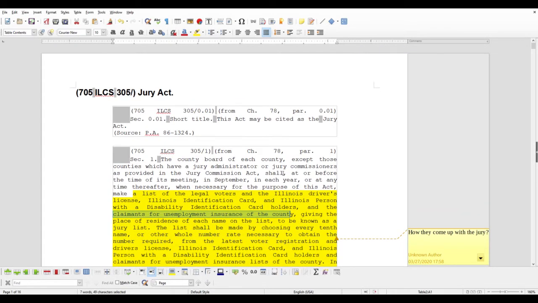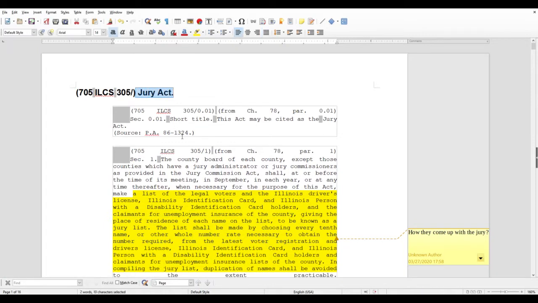If you want to read this statute as I have, you can just do a search on Google for 705 ILCS 305, the Jury Act, or you can go to the Illinois Government Statute website and look up the Jury Act. But Google should get you there.